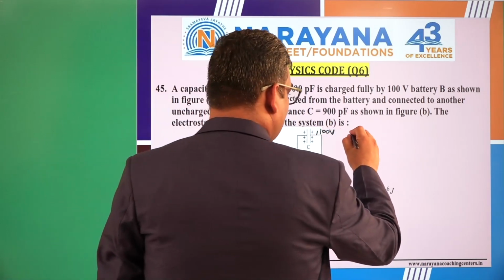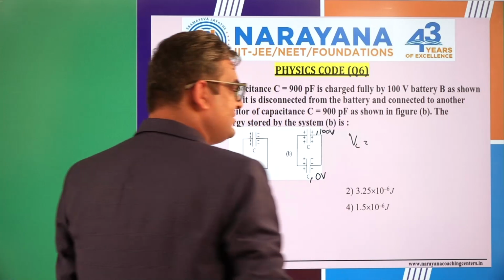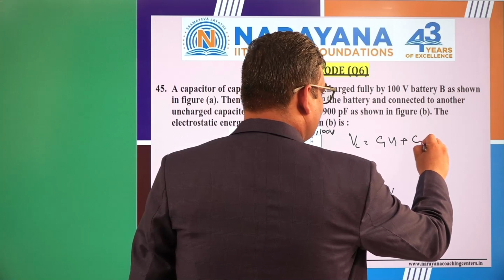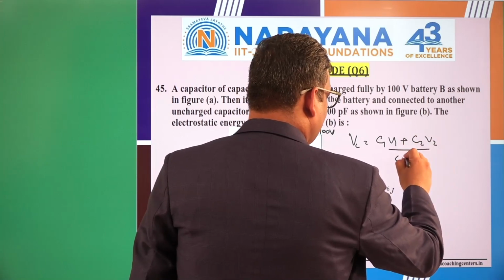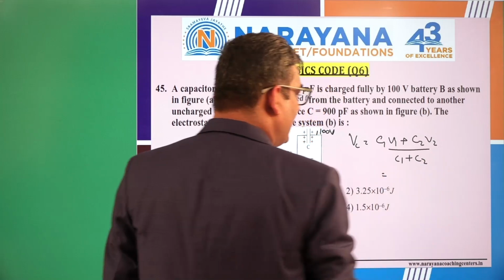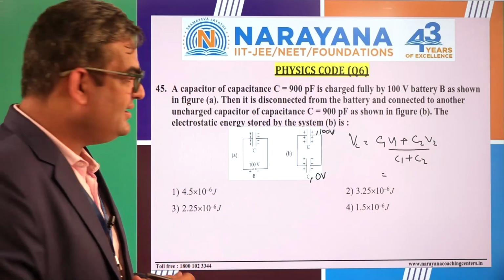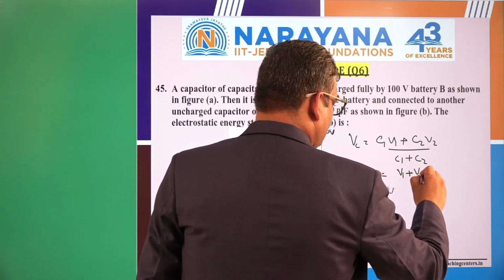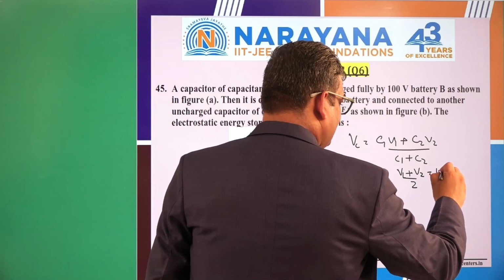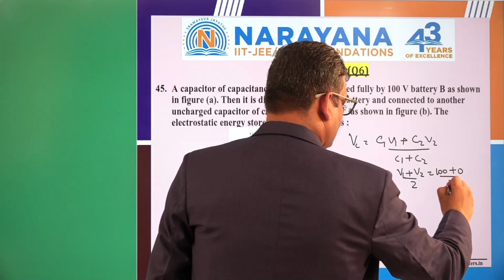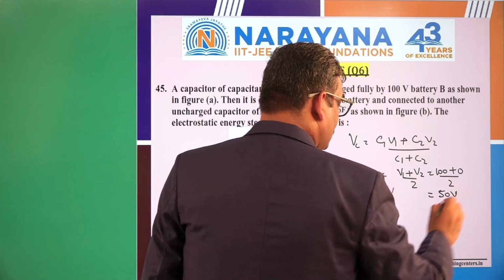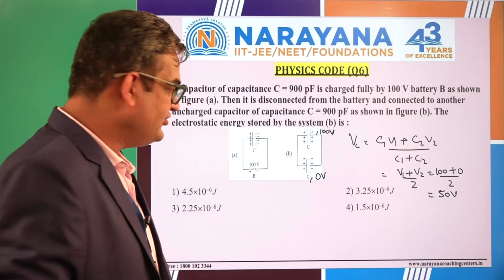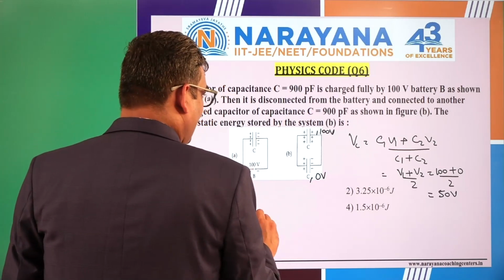So the common potential of these two capacitors can be easily calculated using the relation C1V1 plus C2V2 divided by C1 plus C2. If you put values in this expression, then obviously C is same, so we will get the result as V1 plus V2 by 2. Potential of one capacitor was 100 while the other was 0. So the common potential is going to be 50 volt. Under electrostatic conditions, both the capacitors will reach 50 volt potential, which means we can calculate their energy stored.